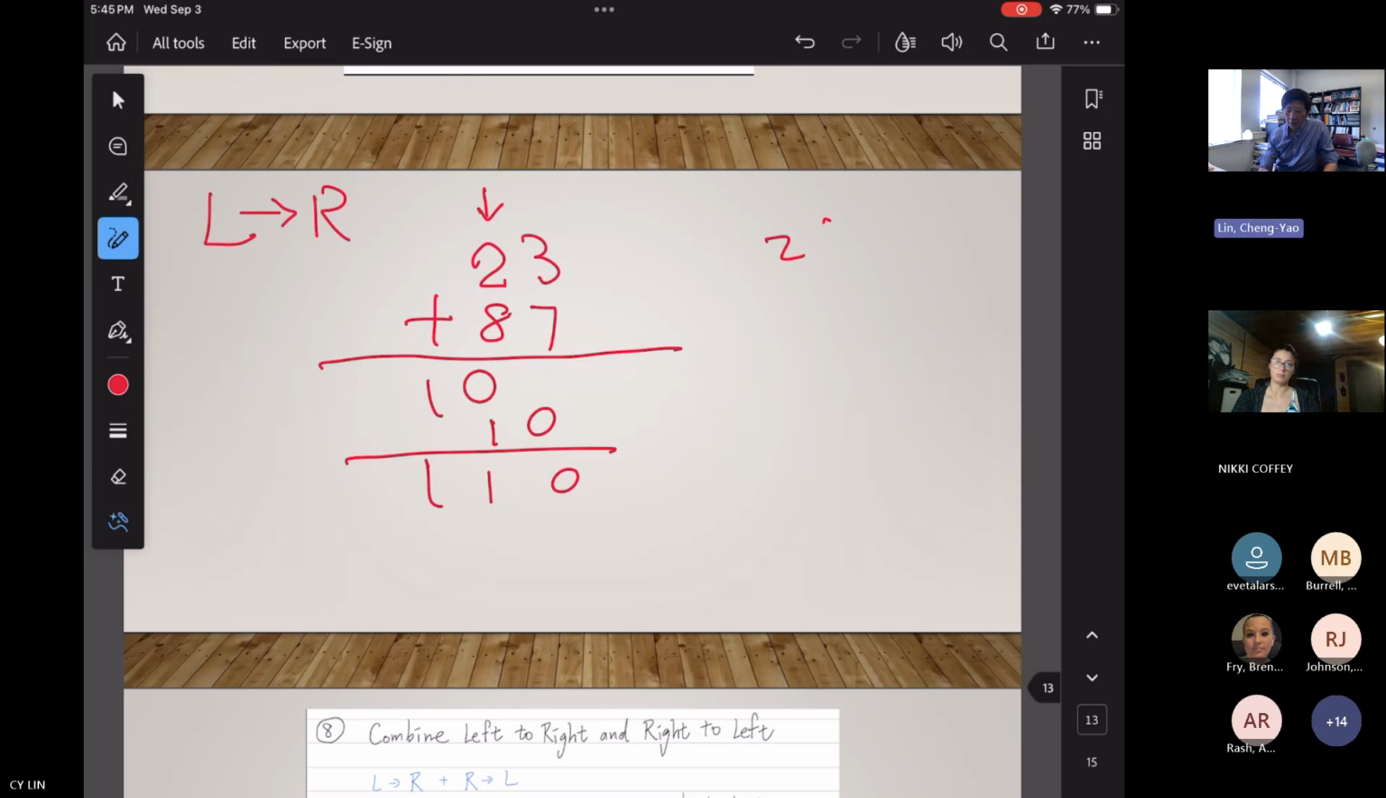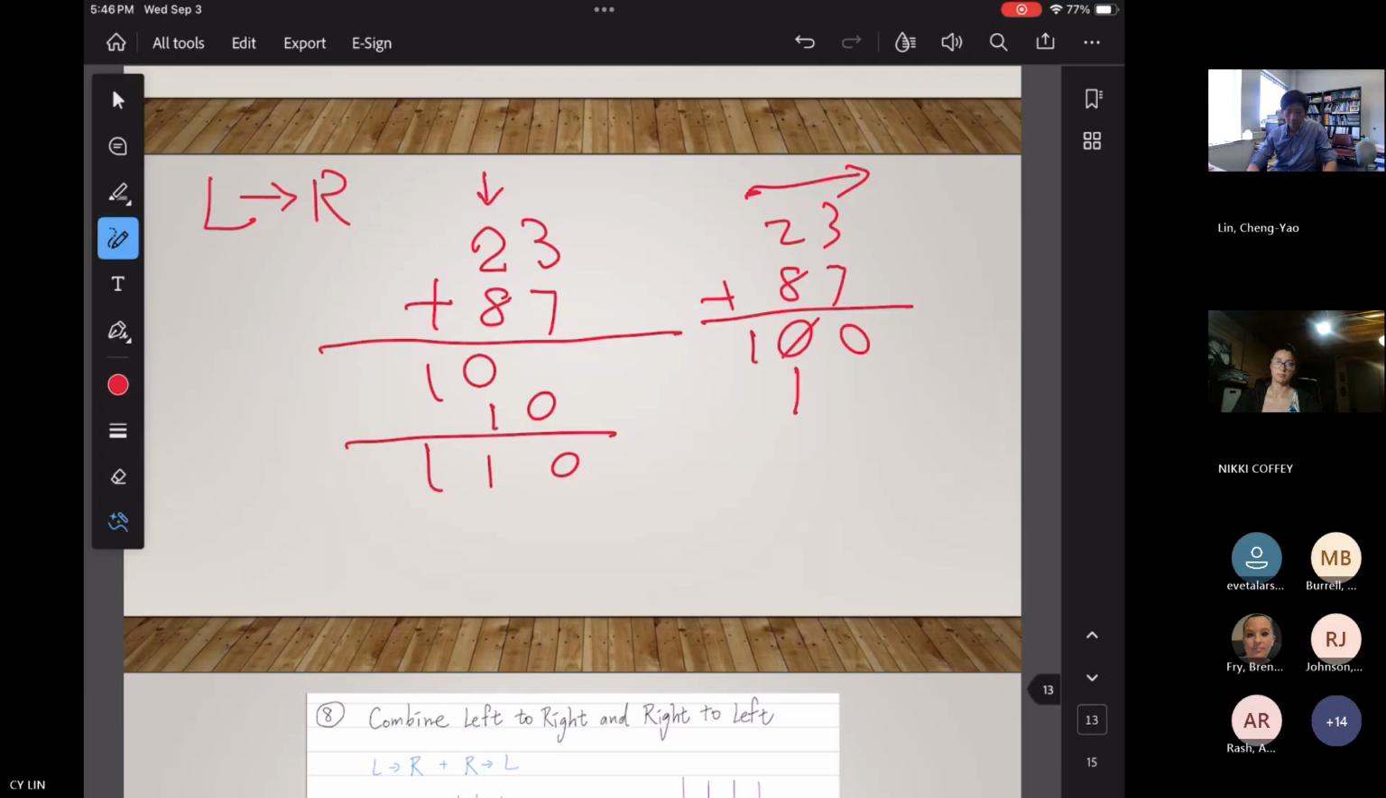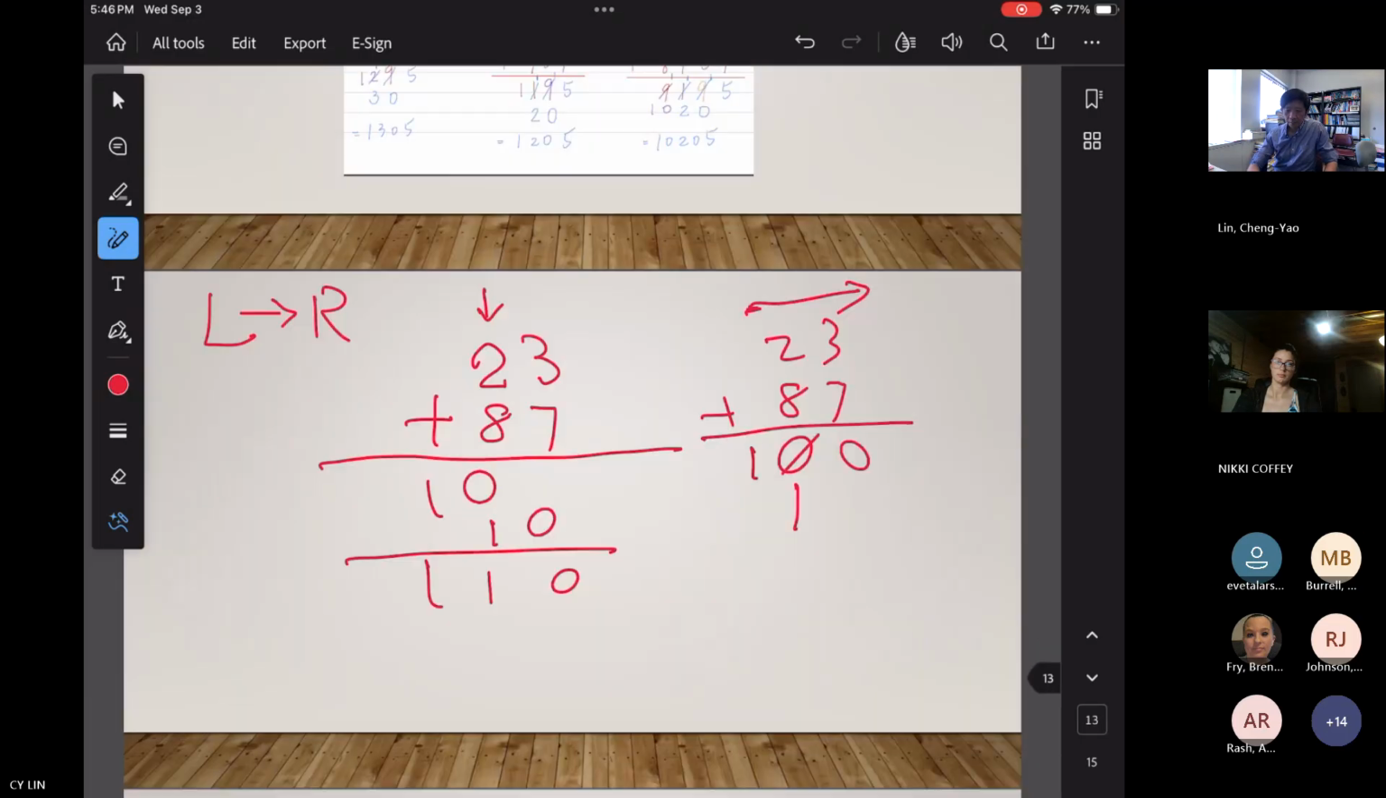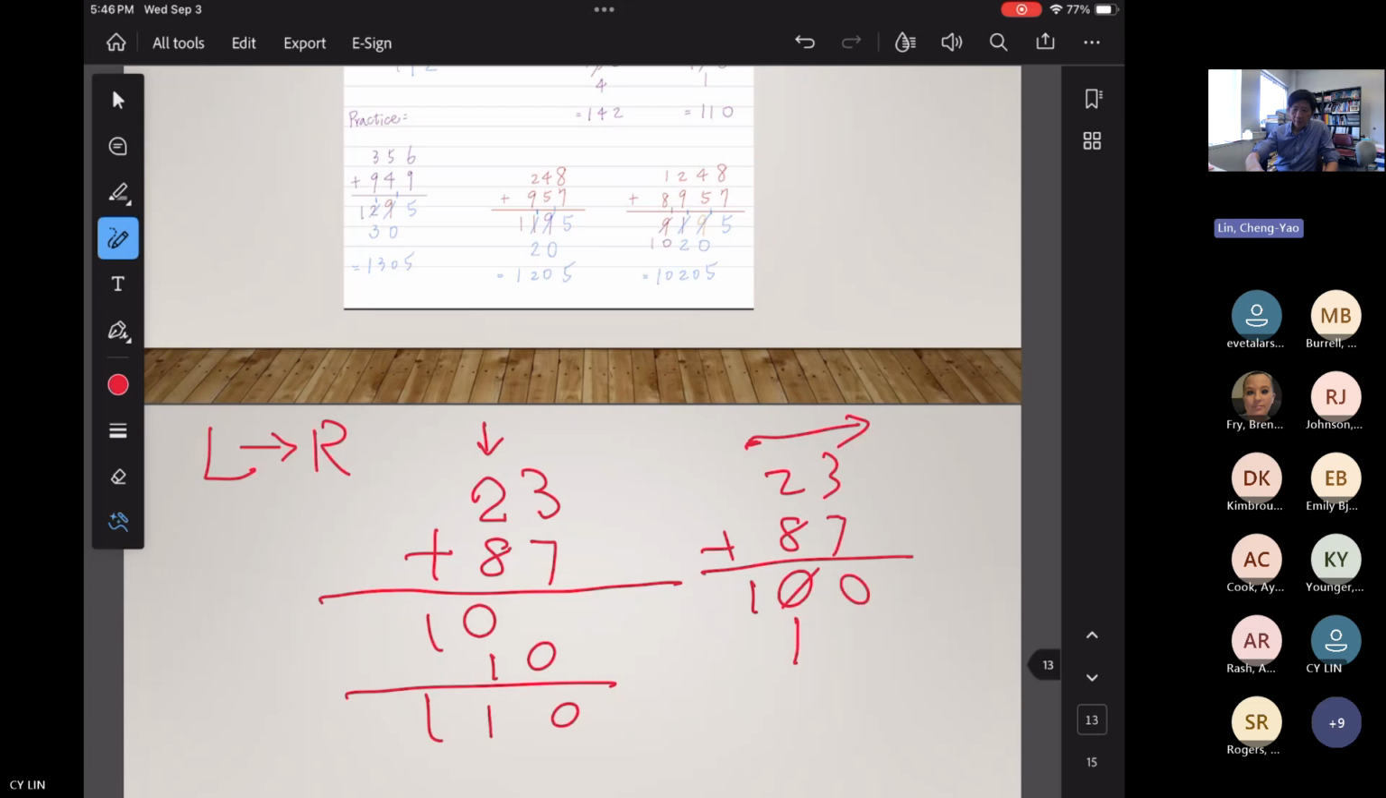Or you can do this one. 2 plus 8 is a 10. 3 plus 7 is a 10. Put on 0, cancel this one, put on 1. So 110. Either way, but you're starting from left to right. Now, can we do 3-digit number?